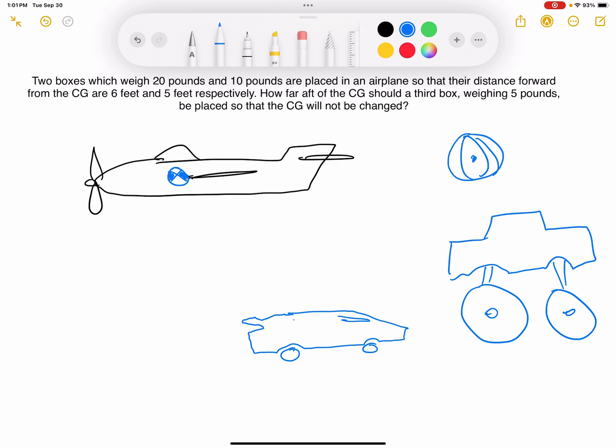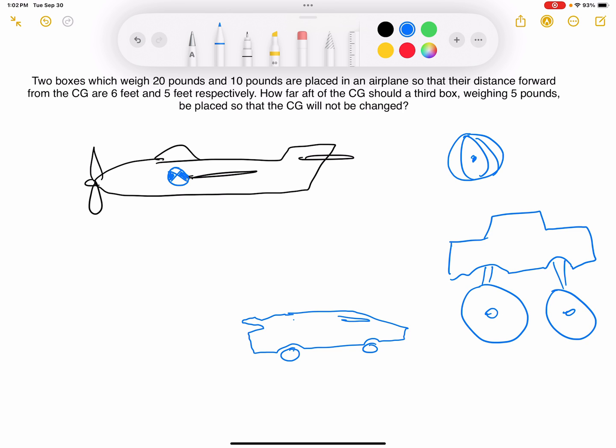Two boxes which weigh 20 pounds and 10 pounds are placed in an aircraft so their distance forward from the CG are 6 feet and 5 feet respectively. How far aft of the CG should a third box weighing 5 pounds be placed so that the center of gravity will not be changed?